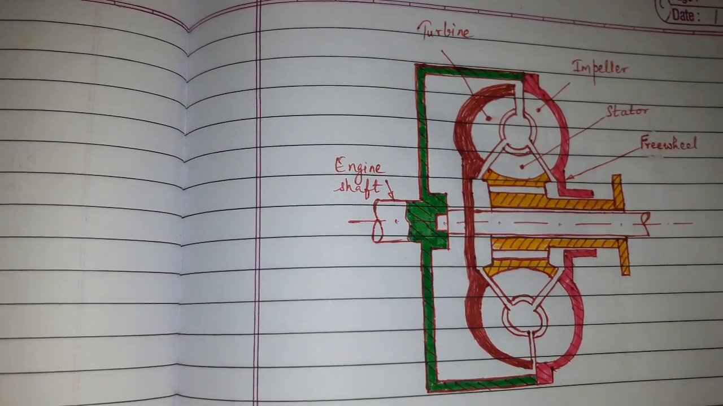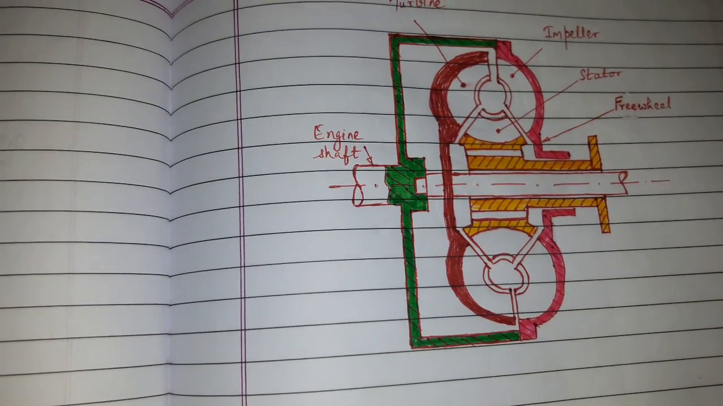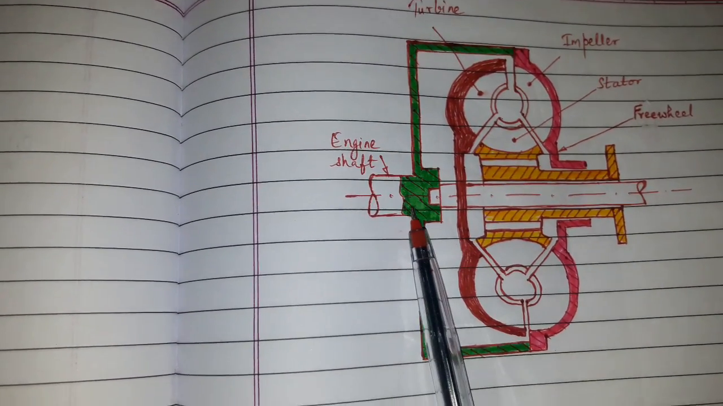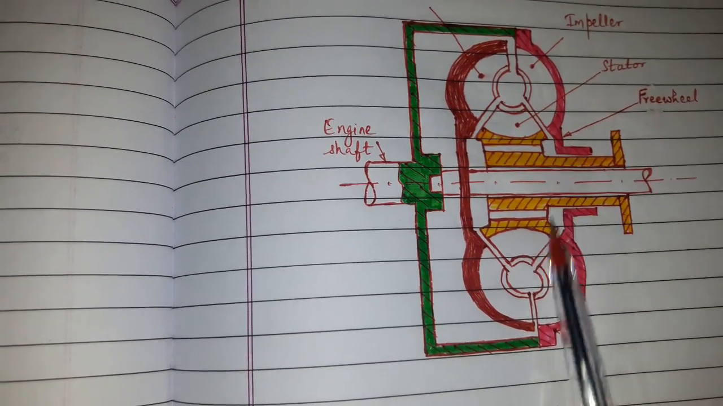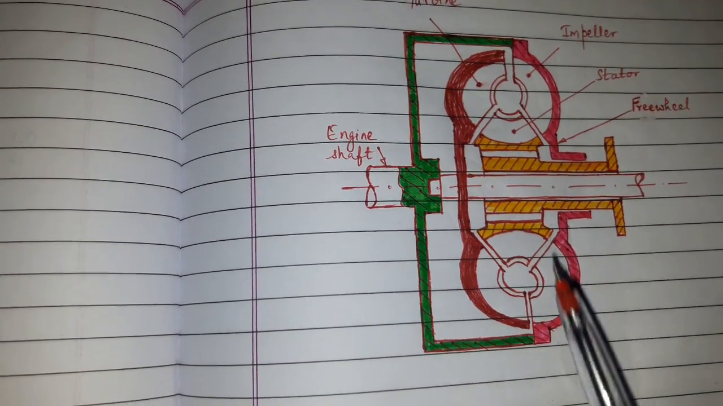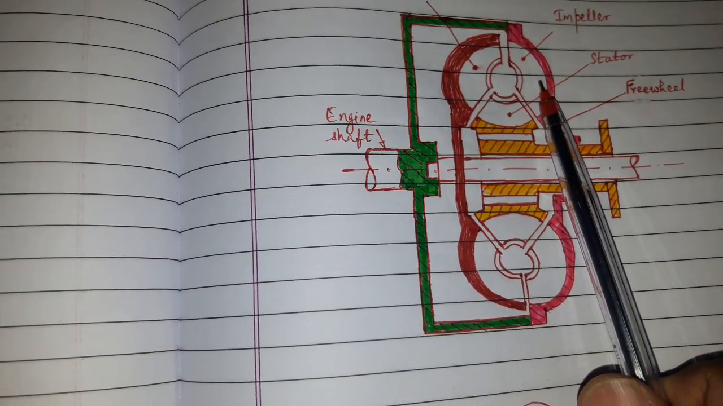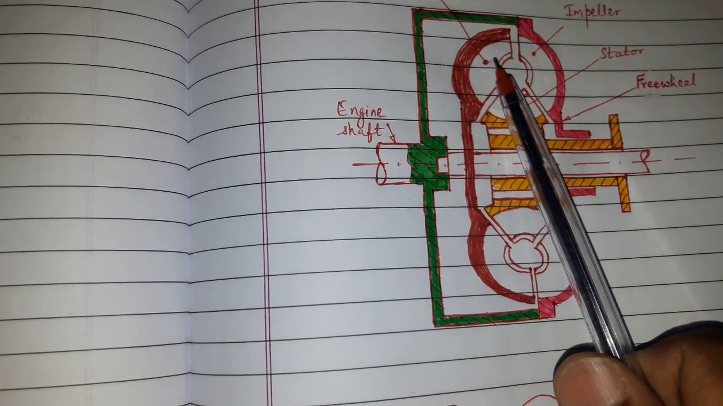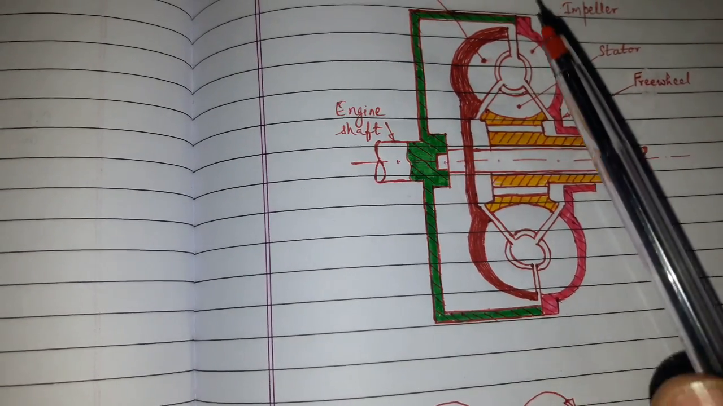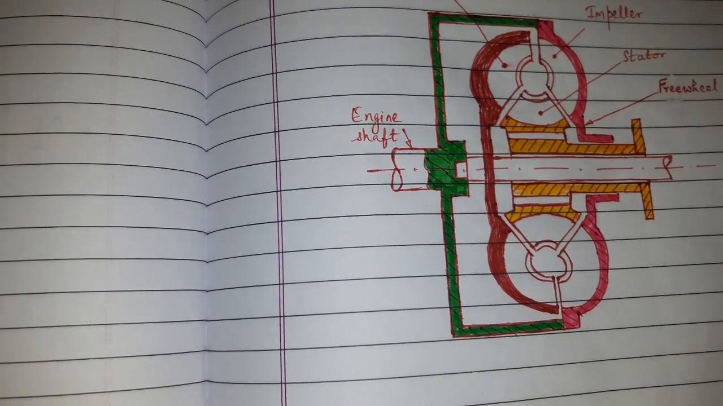Now let us understand the working of the torque converter. When engine is started, the impeller starts rotating. Initially, the oil from the impeller is pushed into the turbine because of the high centrifugal force of impeller.